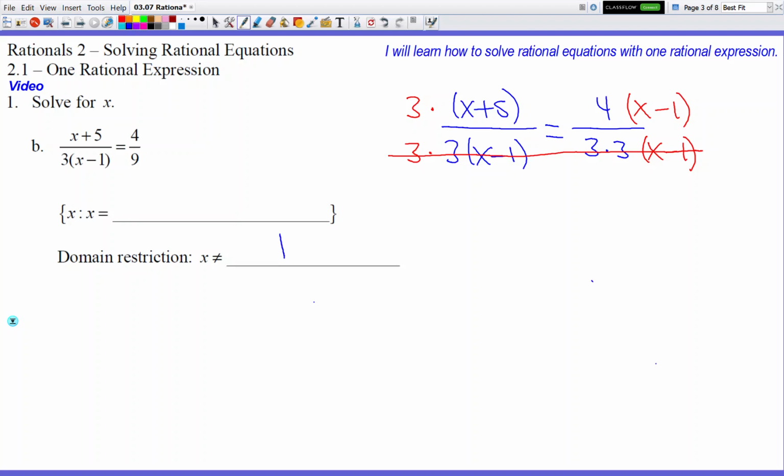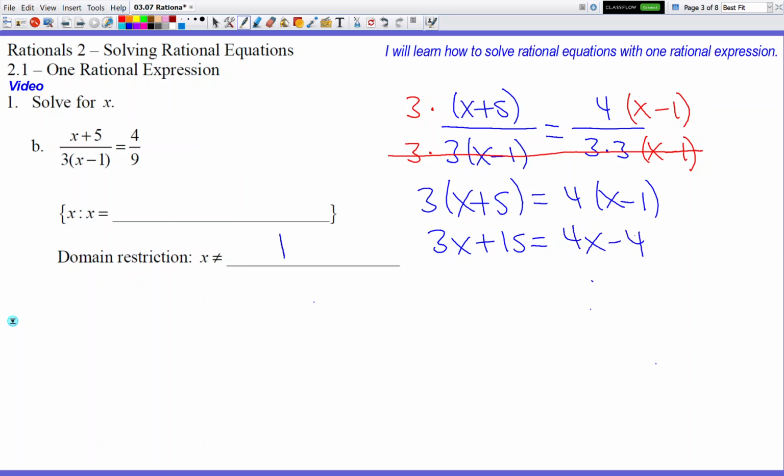So on the left side, we have 3 times x plus 5. And on the right side, we have 4 times the quantity x minus 1. Okay, then we're going to distribute. So we're going to get 3x plus 15 equals 4x minus 4. Okay, so let's start gathering the letters on one side, the numbers on the other. So let's subtract 3x and let's add 4.